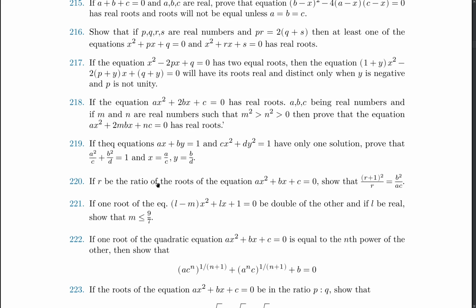So now we come to the last problem of this set. Let r be the ratio of roots of the equation x square plus bx plus c is equal to 0, so that r plus 1 whole square by r is equal to b square by 8c.